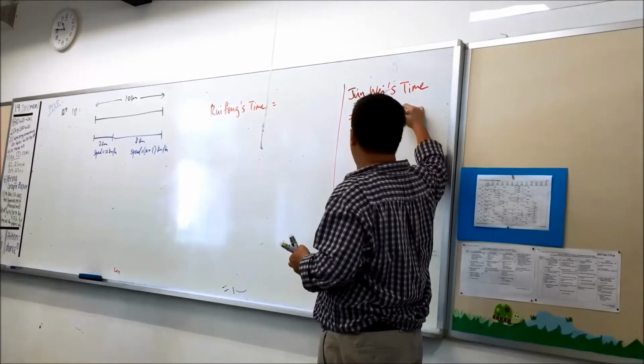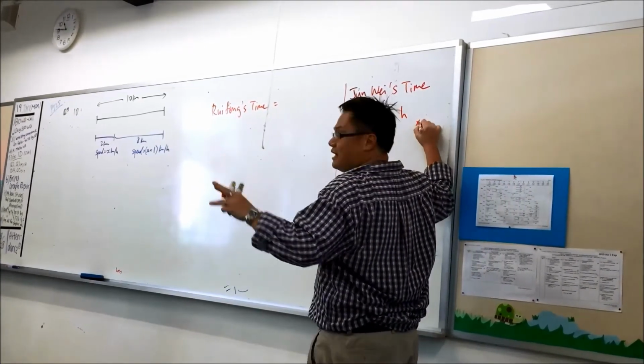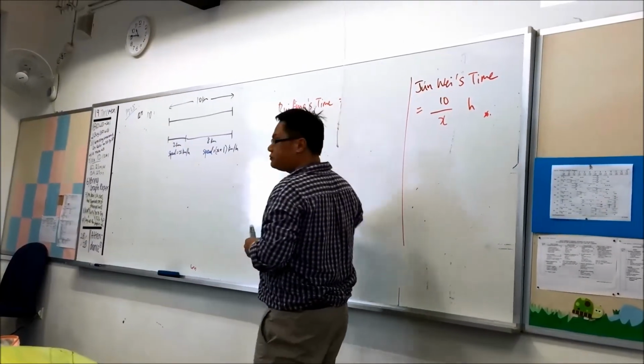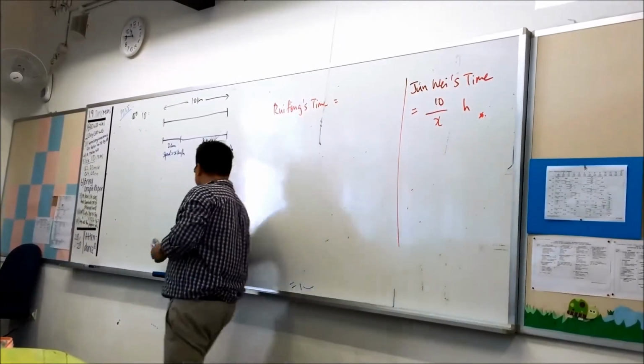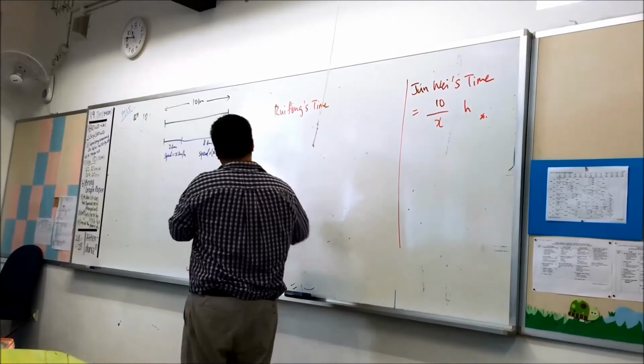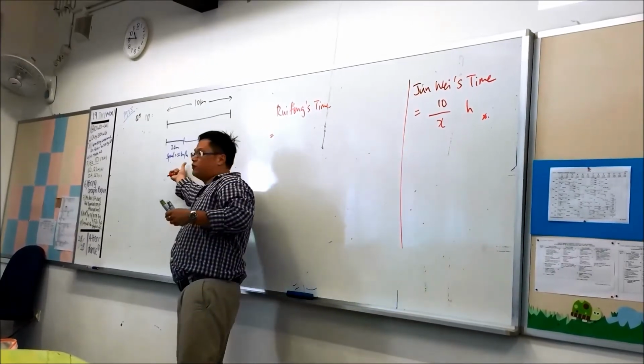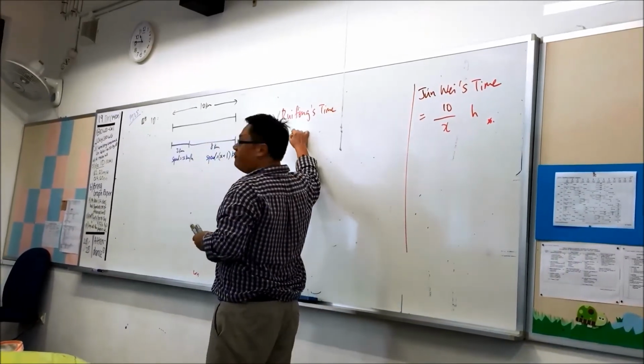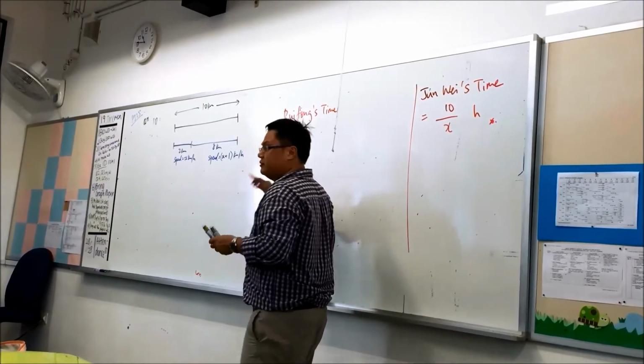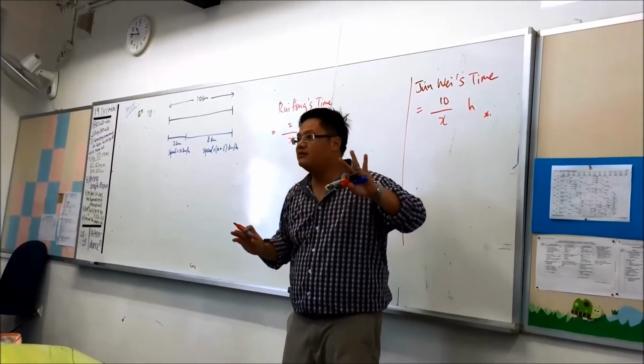Units. Hours. Thank you very much. Always write units. Now, how long does he take to run home? Let's try. For the first part, how long did he take to run the first 2 kilometers? So it's 2 over x. So far, so good. Are you with me?